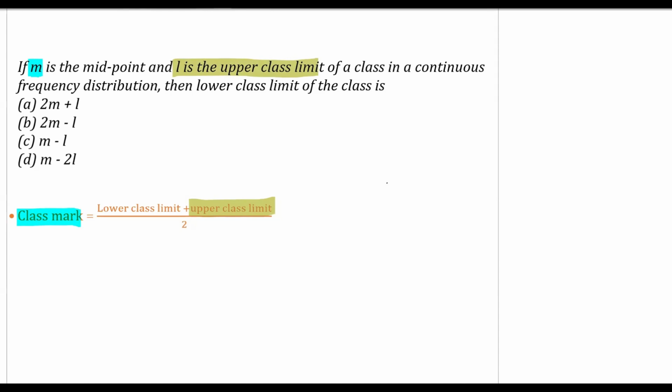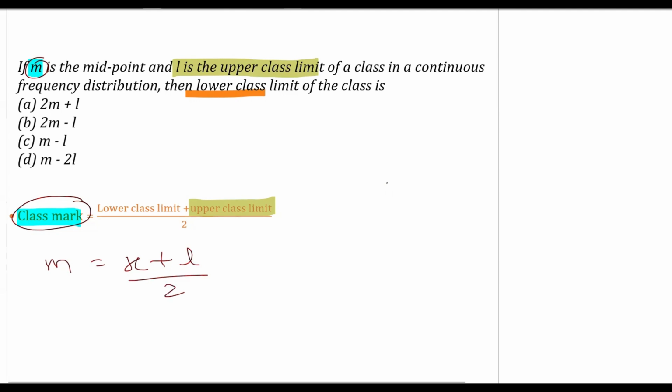And then what we have to find out is the lower class limit. This is what we have to find out. So it's just that we have to plug in the value. I'm replacing class mark with m, the upper limit. Well, lower limit we don't know. So let's say I took lower limit as x plus upper limit. As you can see, it is given as L. So we'll be using the symbol L over here, that divided by 2.